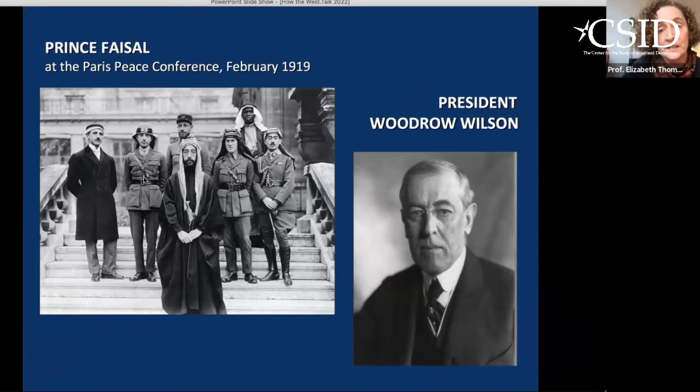This is Nuri al-Said, who would go on to be prime minister of Iraq later, an Iraq that was profoundly undemocratic, but he was participating in a democratic movement in 1920 and 1919, as you see. Anyway, long story short, Faisal very much impressed Woodrow Wilson, the sort of star, they call him a rock star, of the Paris Peace Conference in the winter of 1919.